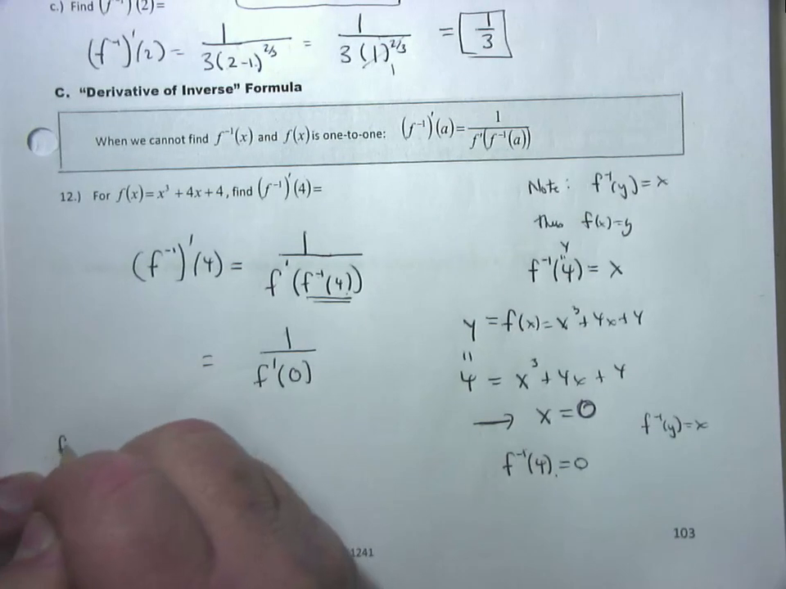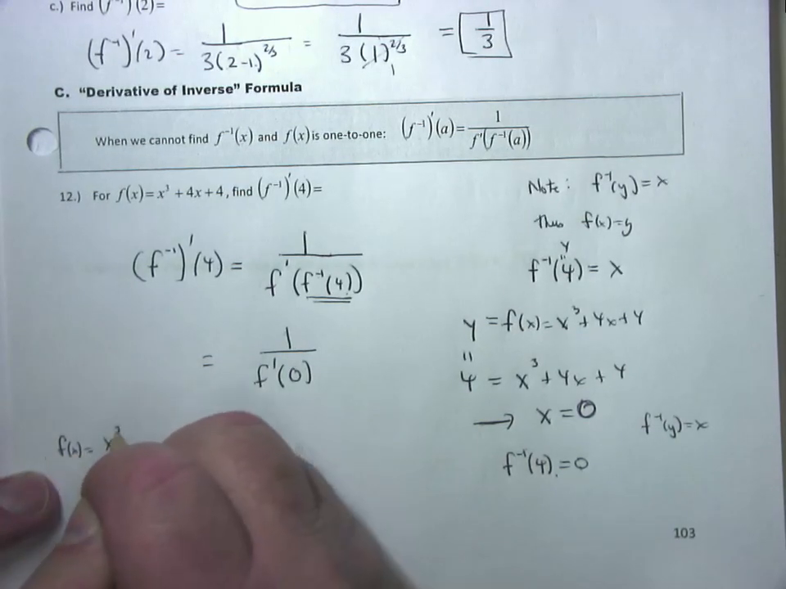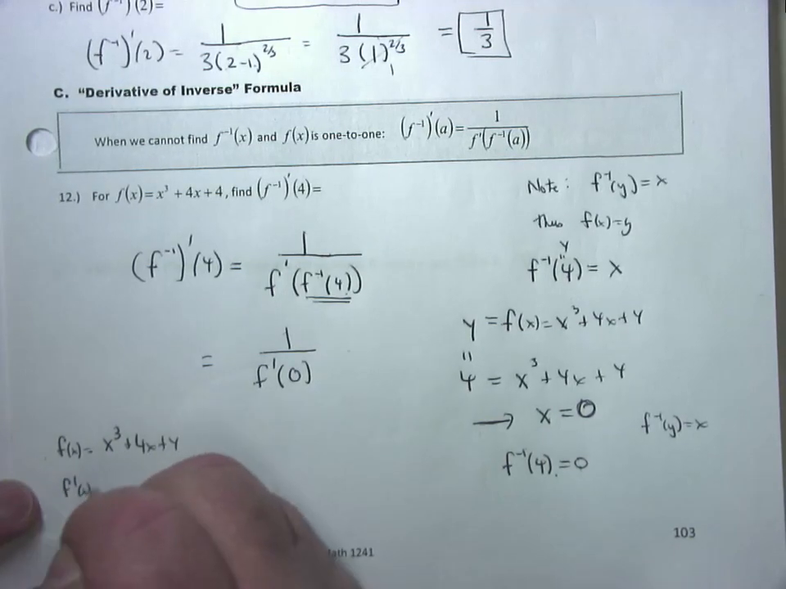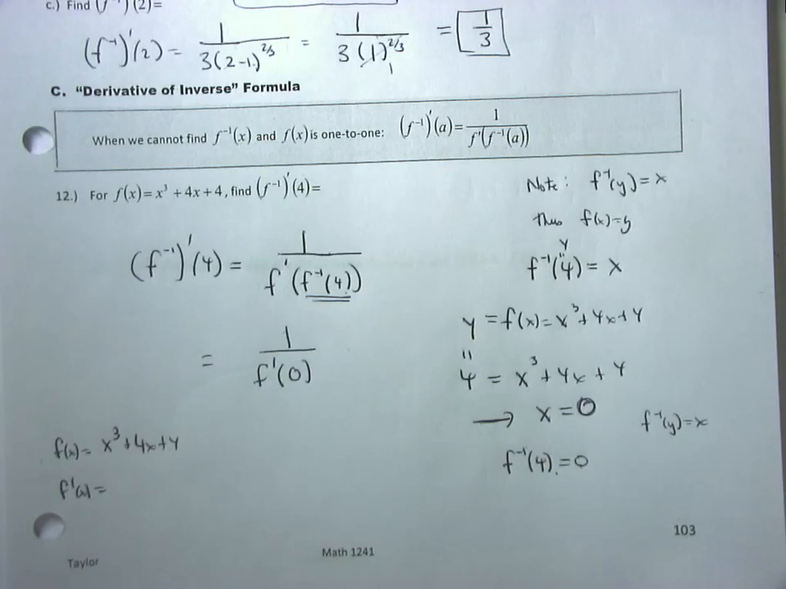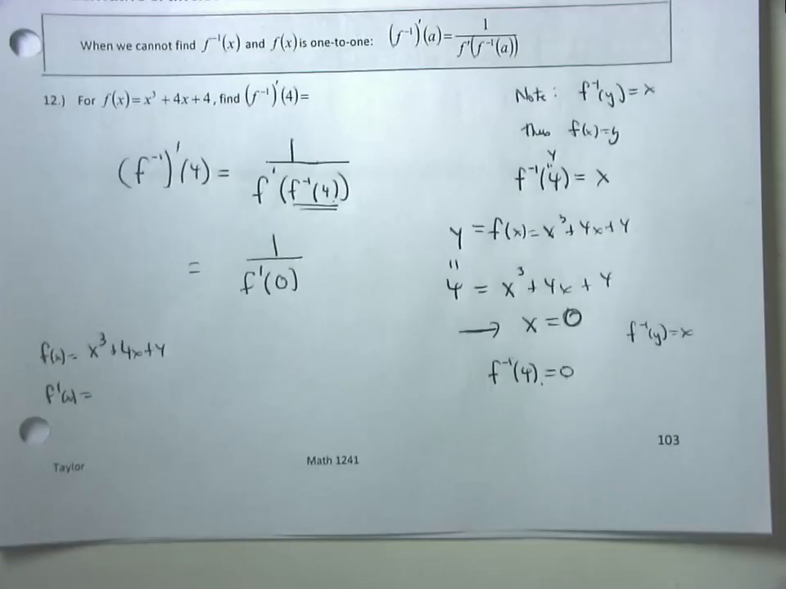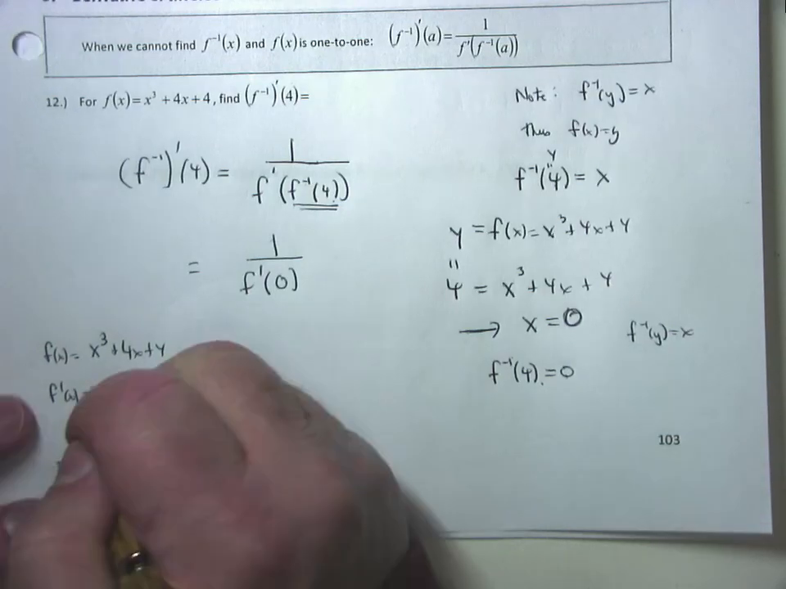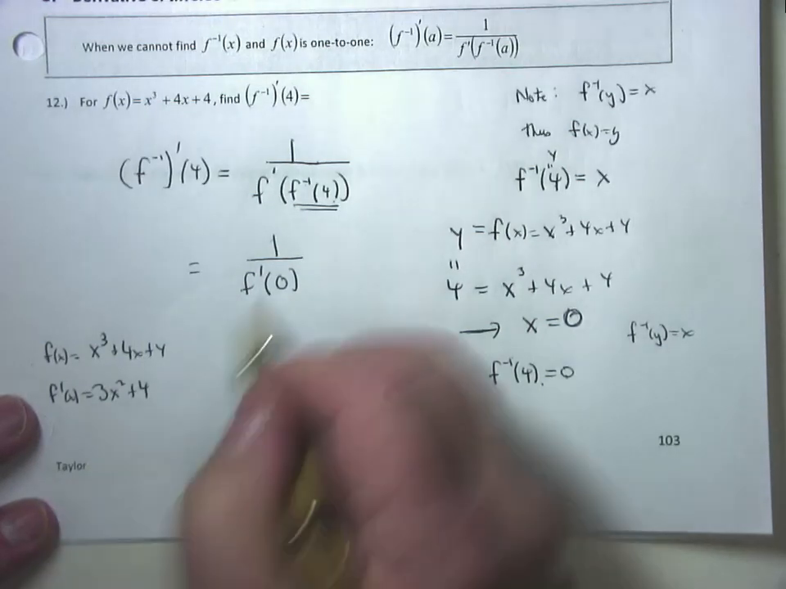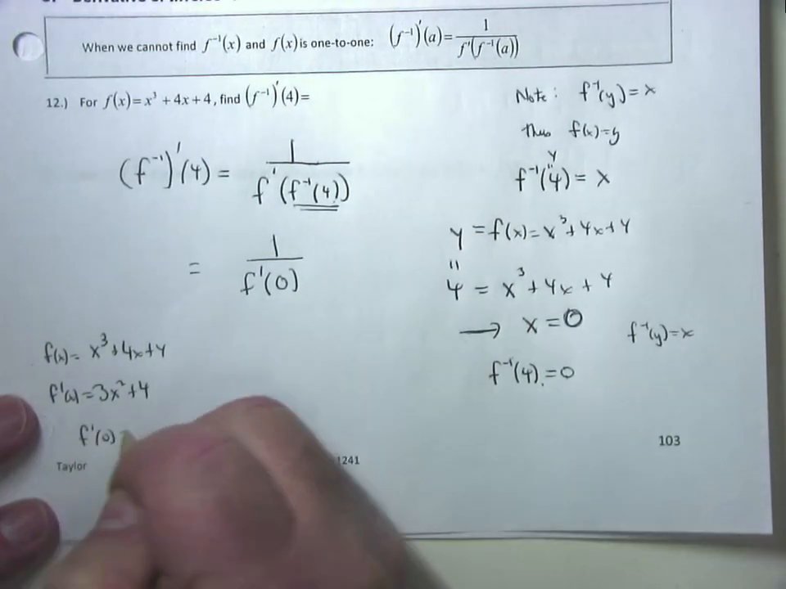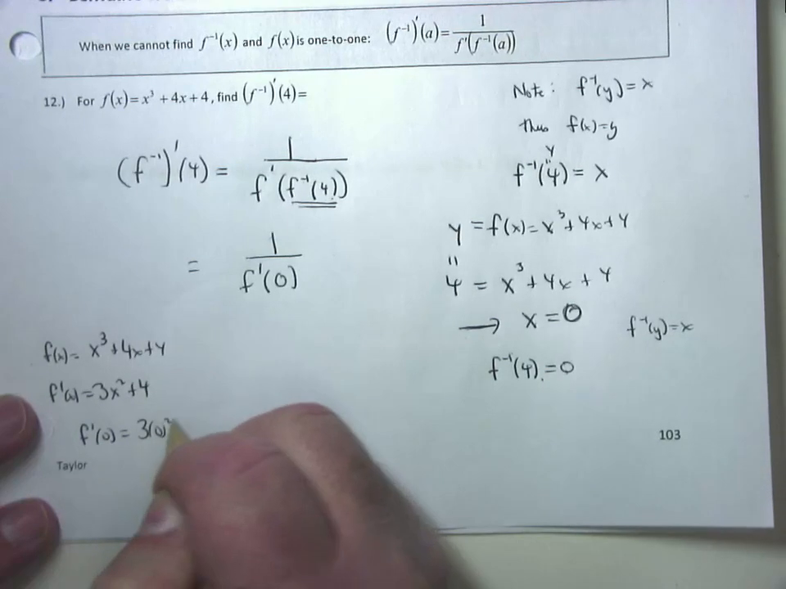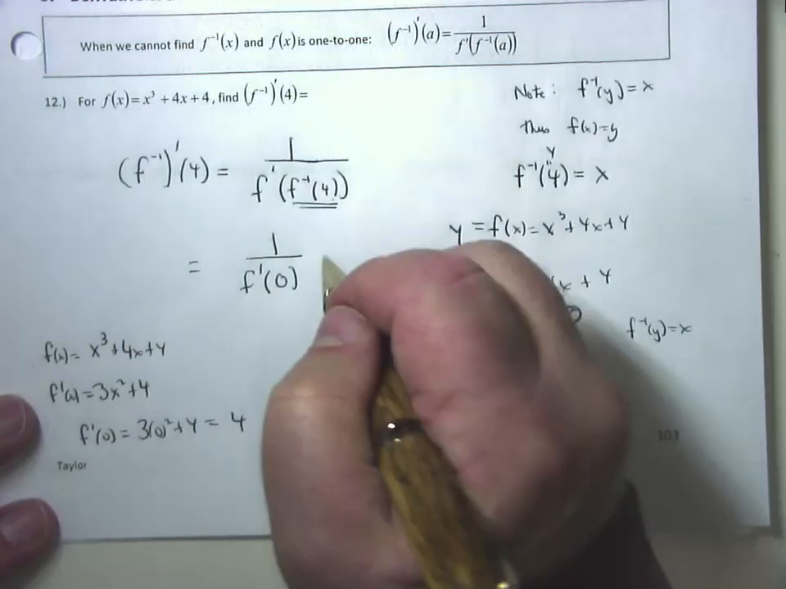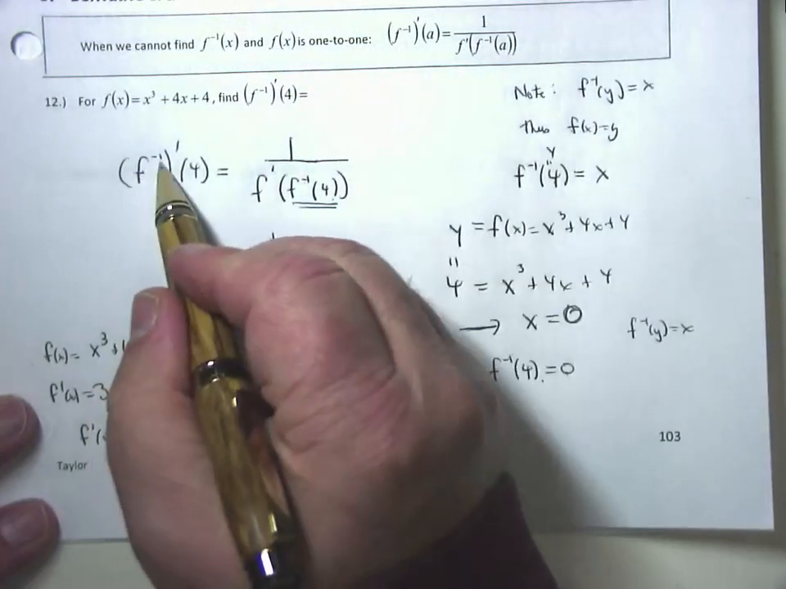Remember, they gave you f of x, which was equal to x cubed plus 4x plus 4. So what's f prime of x? Now this is regular derivative stuff. So if f of x is equal to x cubed plus 4x plus 4, what's the derivative? 3x squared plus 4. Right. But now what they want is, what is f prime of 0? That would be 3 times 0 squared plus 4, which makes it what? 4.